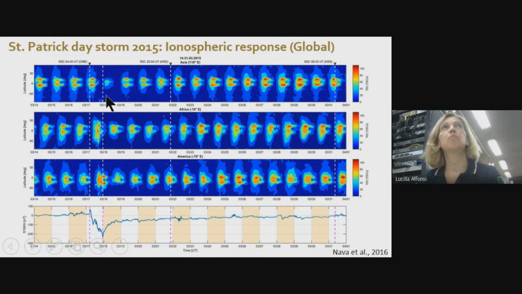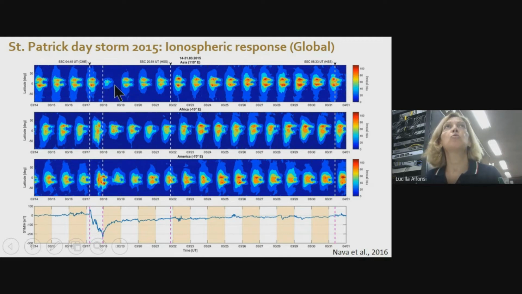The most interesting feature is that the modification is strictly dependent on the local time sector. So in the different sectors, the modification is completely different. For instance, in the Asian sector, you have a very little modification, while in the other two sectors, the Equatorial Anomaly is completely different at the starting of the storm. In particular, in the American sector, you cannot recognize the classical configuration that you expect during quiet time.